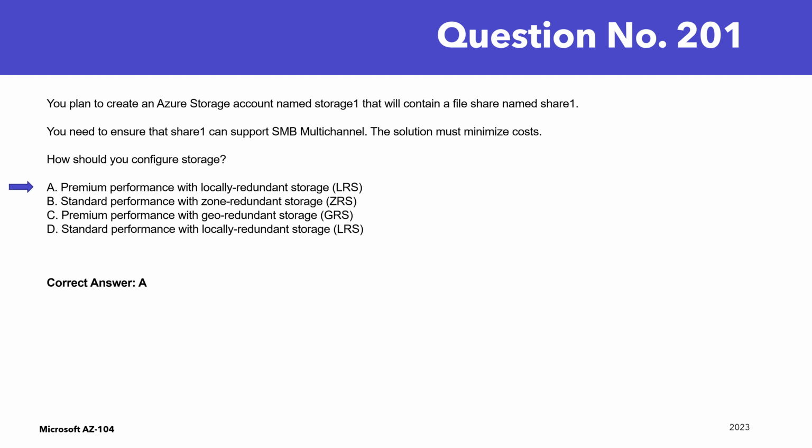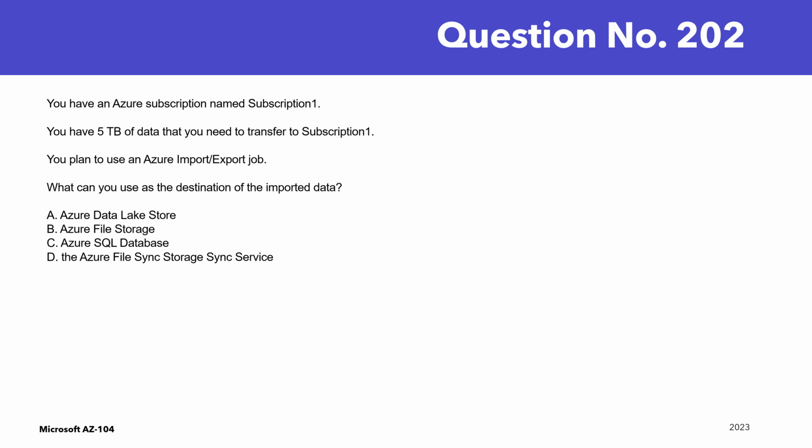Correct answer. A. You have an Azure subscription named Subscription1. You have 5 terabytes of data that you need to transfer to Subscription1. You plan to use an Azure import/export job. What can you use as the destination of the imported data? A. Azure Data Lake Store. B. Azure File Storage. C. Azure SQL Database. D. The Azure File Sync Storage Sync Service. Correct answer. B.